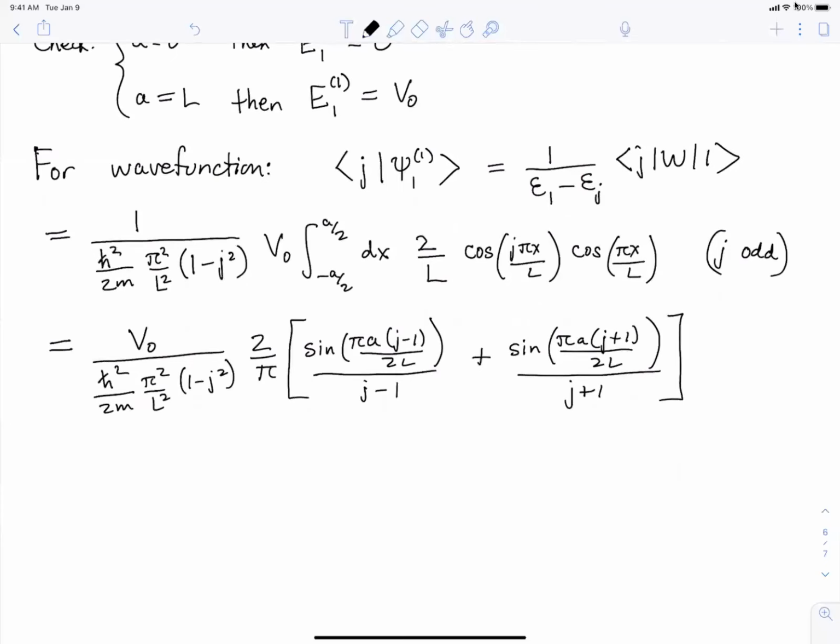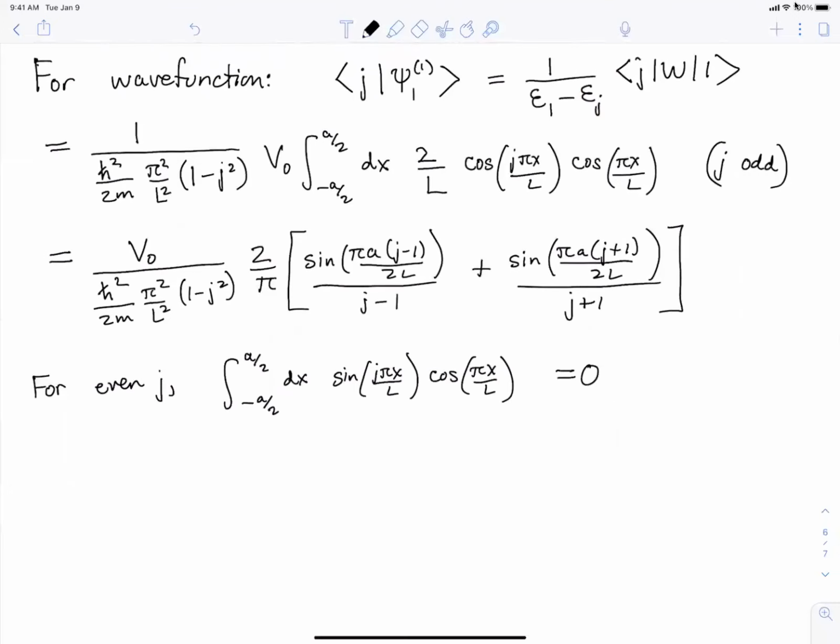So that was for J odd, and now we have to go back for J even. So for J even, we're going to have instead this integral, from minus a over 2 to a over 2 dx, sine of j pi x over L times cosine of pi x over L. Okay, and that turns out to just be 0. Why is that? That's because we're multiplying together an odd function of x times an even function of x, and then we're integrating over an even interval in x, and so the contribution from negative x cancels the contribution from positive x. Just because the sine function is odd and everything else in this is even.